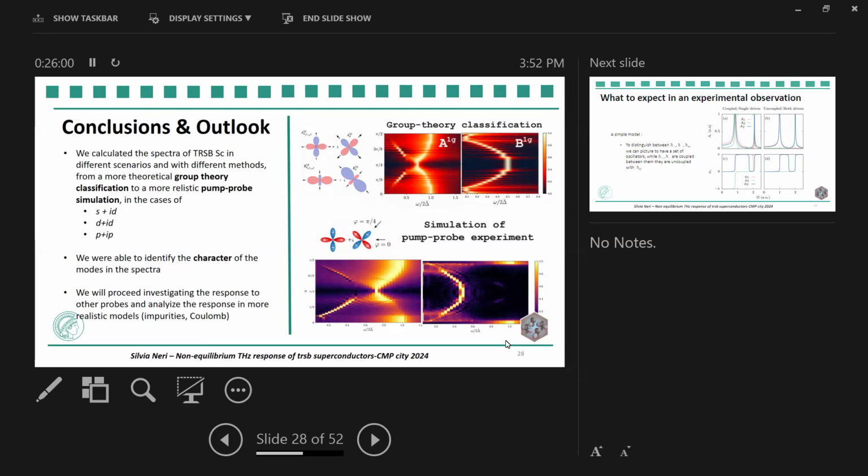So we calculated this factor in the case of s plus id, d plus id, and p plus id. I focused on d plus id in the talk, both with group theory and then we did some pump-probe simulation. We can identify the character of the modes. And yes, thank you so much. Thank you.